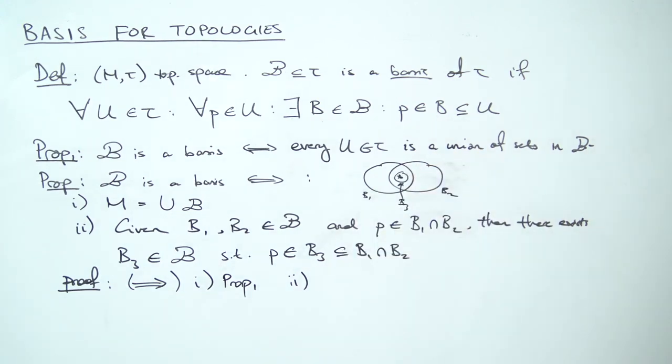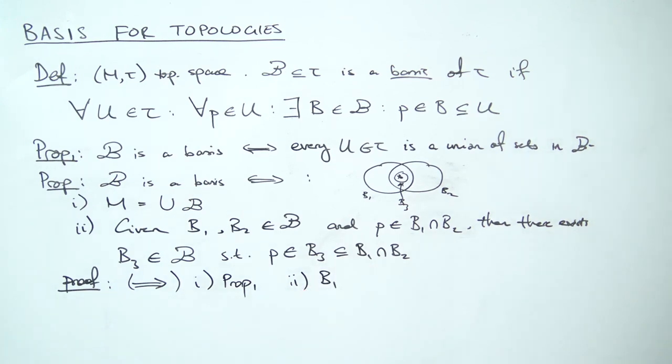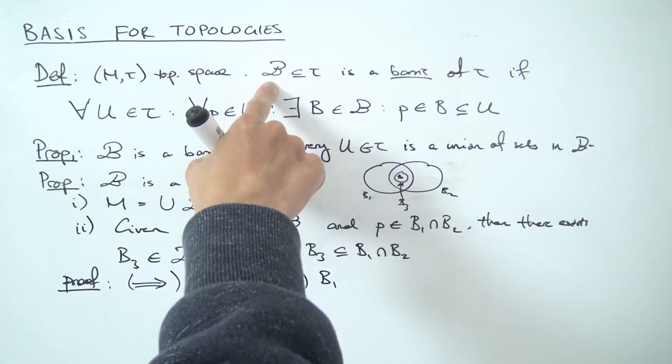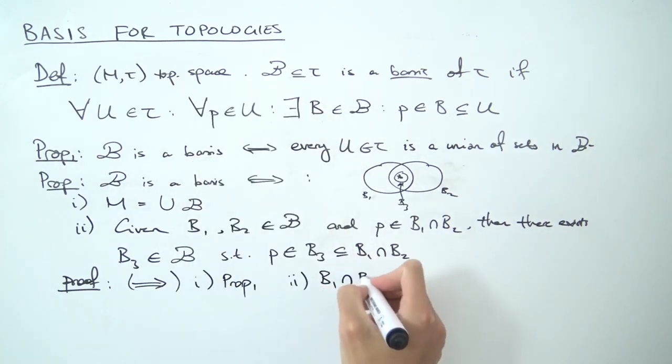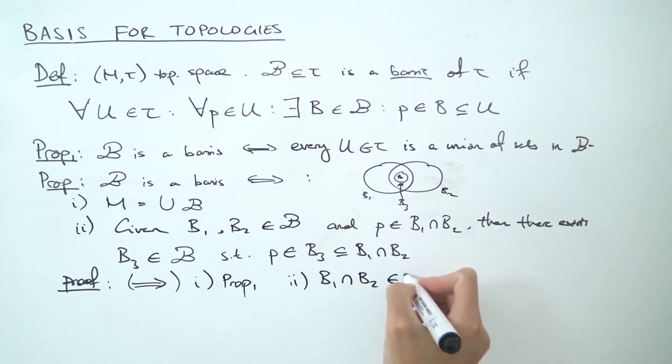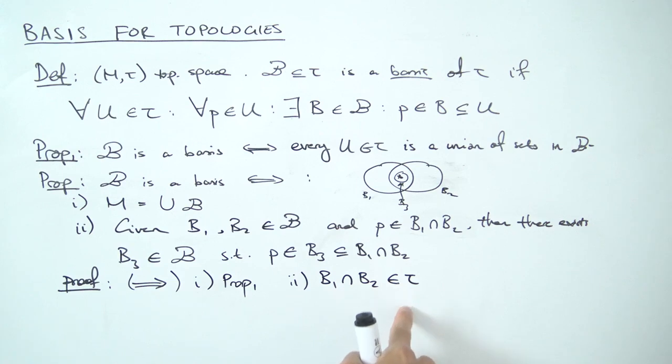And this just follows from the definition of a basis, because notice B1 and B2 are both elements of your topology, because curly B is a subset of the topology. So in particular, if you take the intersection here, this is an open set in your topology. It doesn't have to be in the basis, it just has to be in the topology. So this guy is some open set. We might as well call that U, as we've been doing.